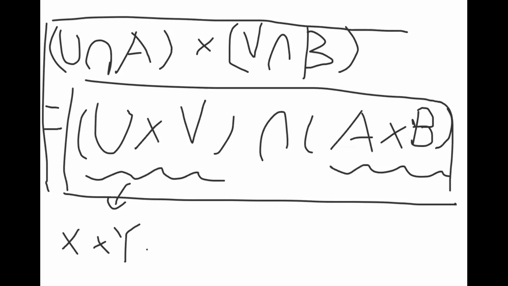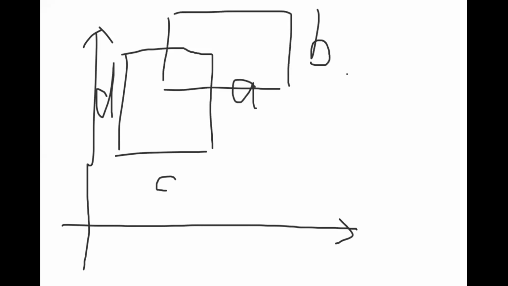I can draw a picture here. So here, this is C and D, and this is A and B. This whole thing is the intersection, and we can see that A intersects with C, times B intersects with D, is just the same as where C, D and A, B intersect with each other.